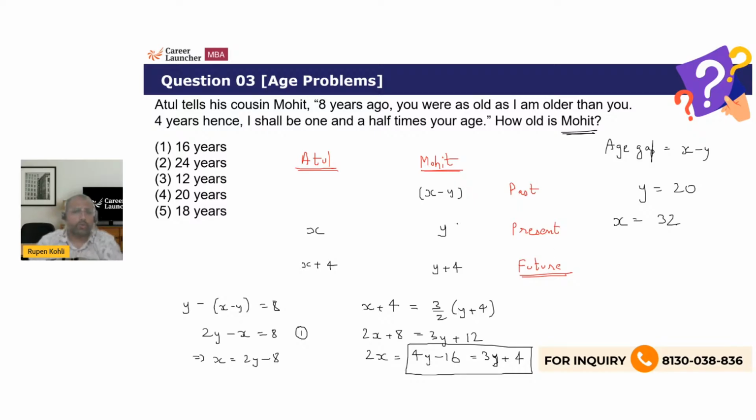8 years ago, let me start from the beginning. X and Y, we took 8 years ago. You were as old as I am older than you. Your age was basically our age gap. So we wrote that his age was basically X minus Y, right? Then we wrote the equation for going into the past by 8 years: Y minus (X minus Y). Okay, so this is perfectly fine. 2Y minus X is 8.